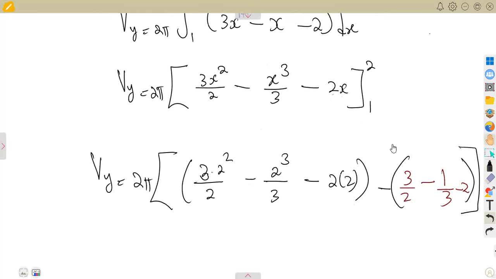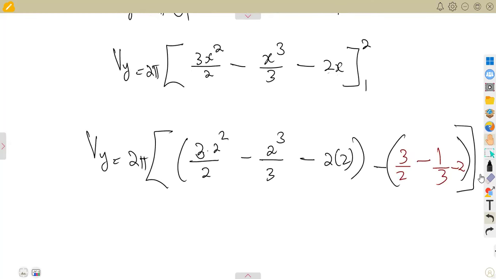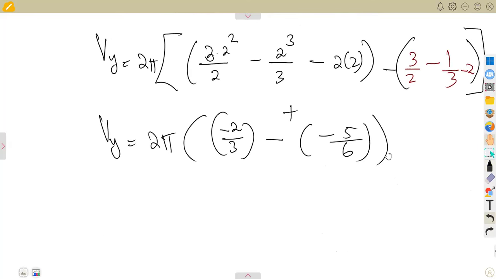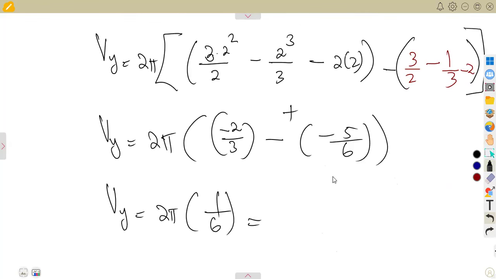So that's it. You were going to simplify this. If you were to simplify this properly, you were going to obtain something like 2 pi into, the first part was going to give you negative 2/3. If you're simplifying each step, then the other part was going to give you negative 5 over 6. So that's a plus at the end. If you check, minus, minus, that's a plus. So if you add that, that will give you a 1 over 6. So Vy is 2 pi times 1 over 6, which is going to give us 1.047 cubic units. This is volume.